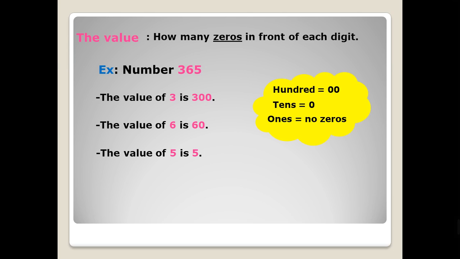Also, as we read, so we write. When we read number 365, listen to me. I said 300, so I will put 2 zeros after number 3. Then 60. So I will put 1 zero after 6. Then 5. I said 5, so the value of number 5 is 5 without any zeros, okay?